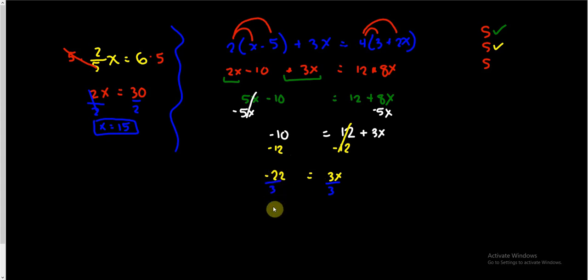Negative 22 divided by 3. Oh my, that's just a nasty fraction, and it doesn't reduce any. So guess what? In this course, let's leave everything as reduced fractions. That's much easier. You don't even have to reach for a calculator. You know that's nasty. It doesn't simplify. Leave it as is. Negative 22 over 3.